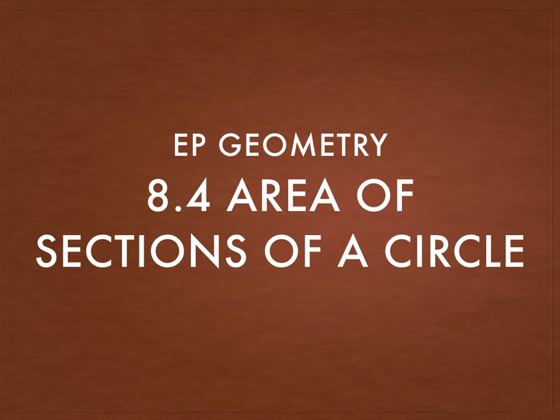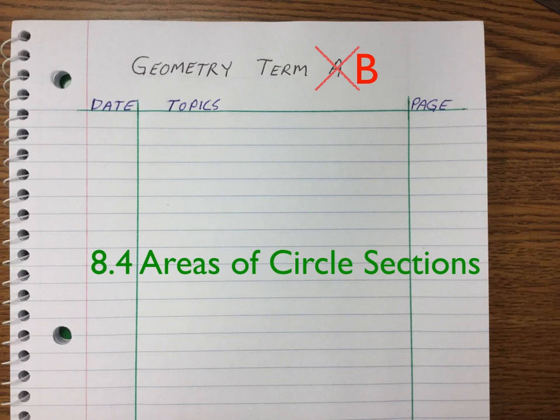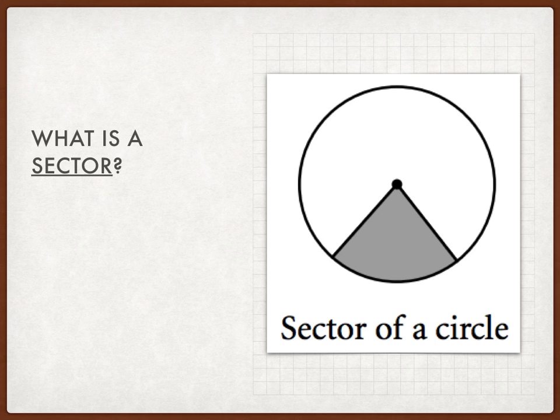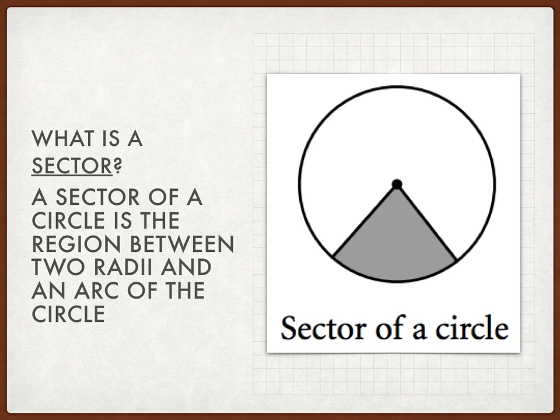Section 8.4 deals with area of special sections of a circle. So put this into your table of contents someplace. We're going to talk about three types of special circle sections. The first one is called a sector. A sector is the region between two radii and an arc.